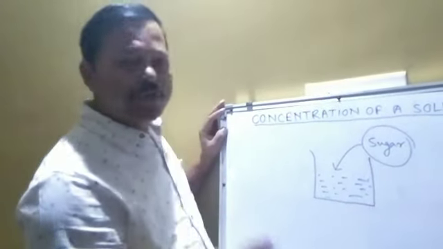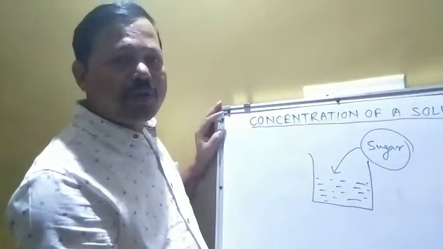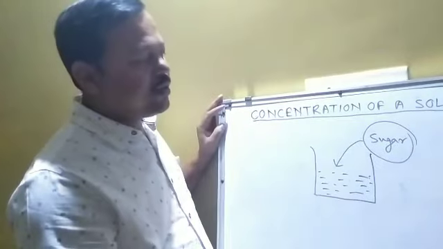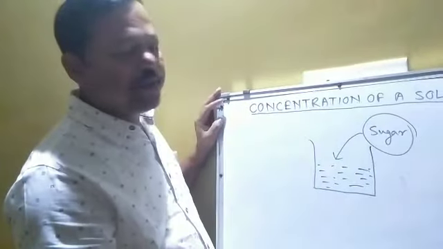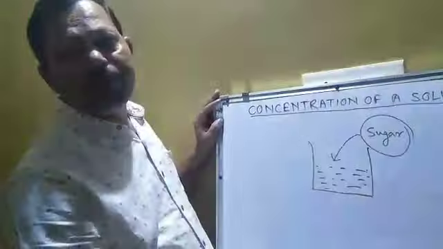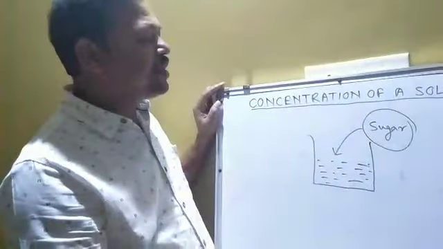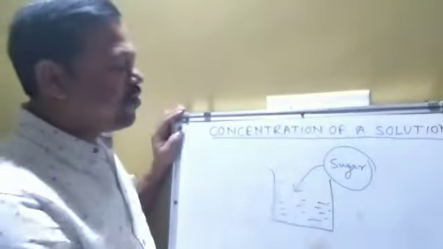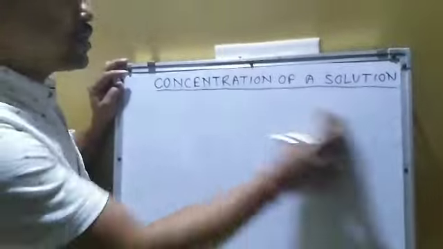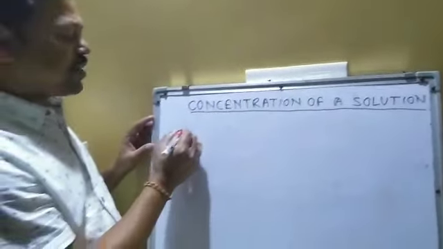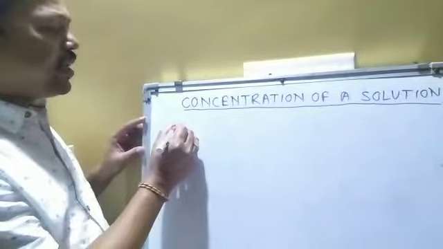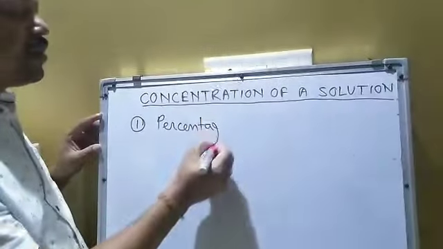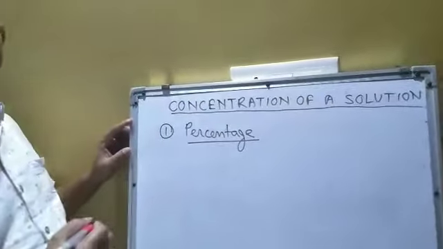According to the syllabus, some units are required: percentage, mole fraction, molarity, molality, normality, and parts per million. By using these units you can express the concentration of a solution. I'll explain them one by one. First I'll explain percentage strength. So number one unit of concentration is percentage. By using percentage you can express the concentration of a solution.